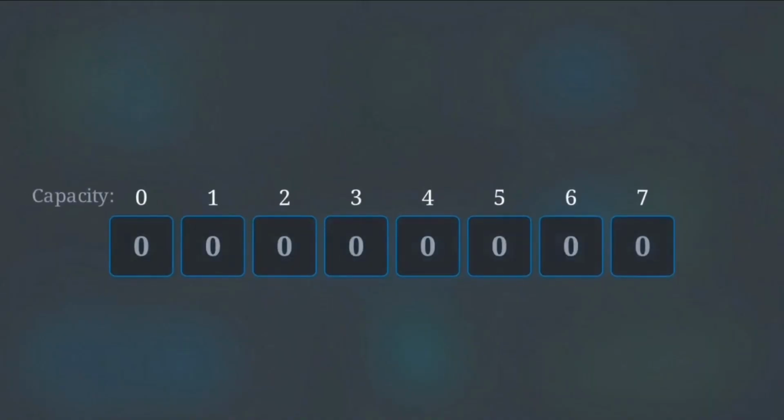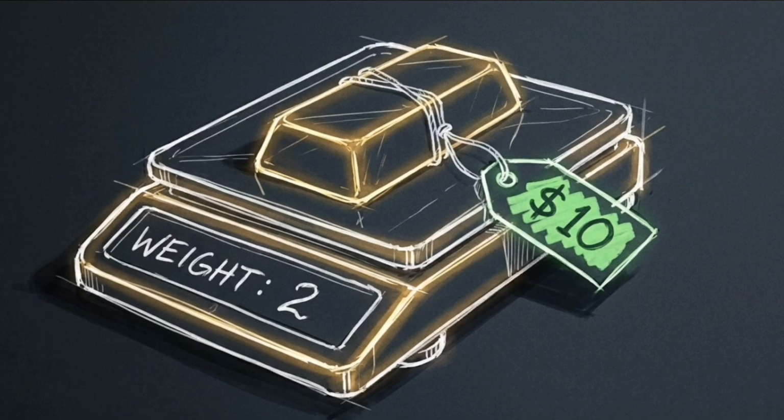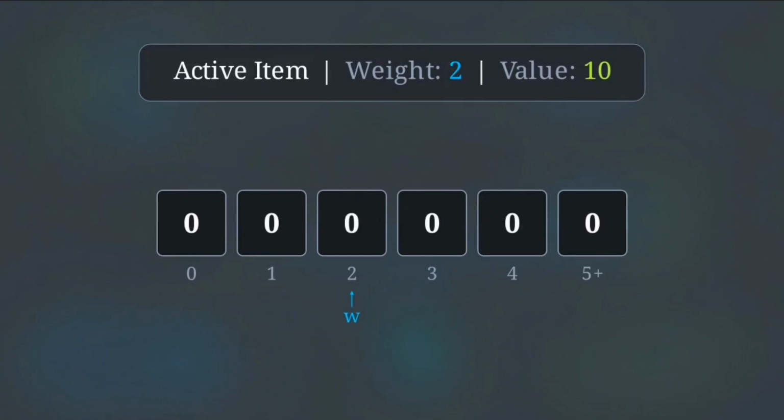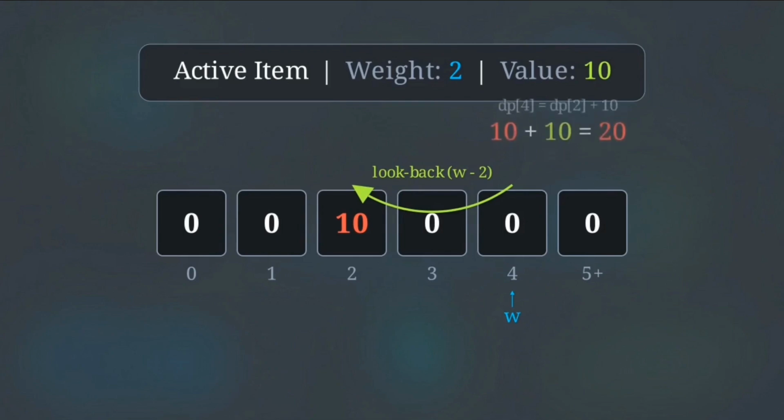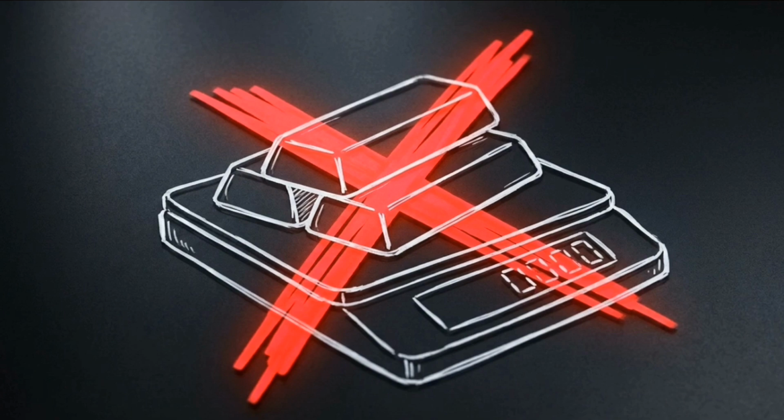Let's set up a test case using a forward iterating algorithm, moving from the lowest capacity upward to the maximum capacity across our single array. We will evaluate one specific item, an item with a weight of 2 and a value of 10. Reaching capacity 2, the item fits, updating the index to 10. Advancing to capacity 4, it executes a look-back check to capacity 2. Here is the fatal error. It sees the 10 just placed during this exact pass and adds another 10. The algorithm has selected the exact same item twice.